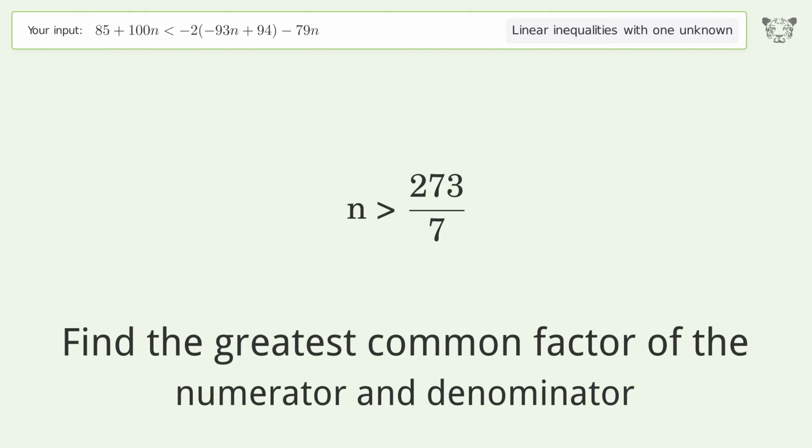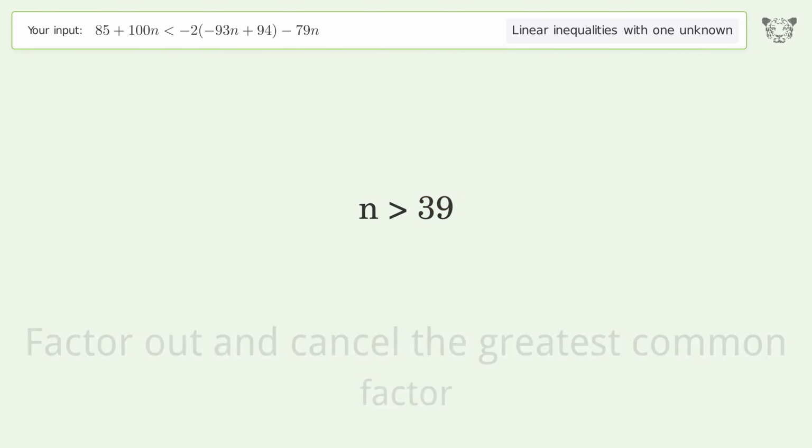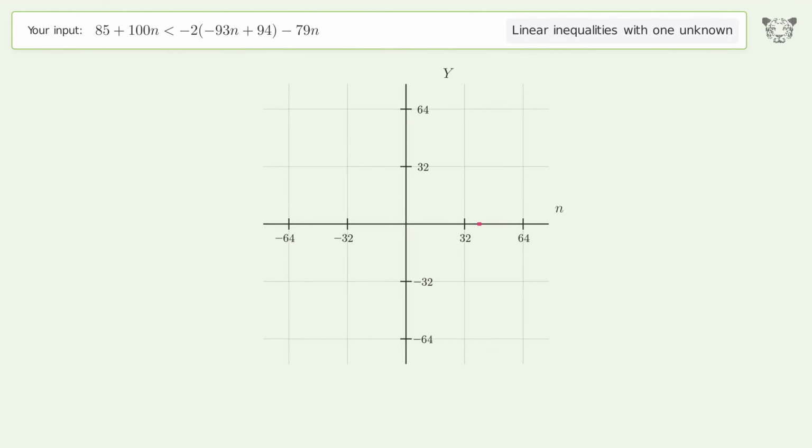Find the greatest common factor of the numerator and denominator. Factor out and cancel the greatest common factor. Plot the solution on a coordinate grid. And so the final result is n greater than 39.